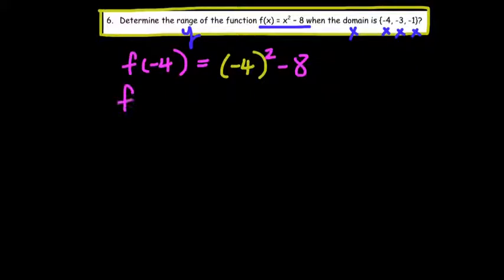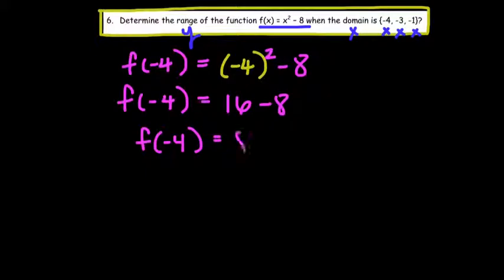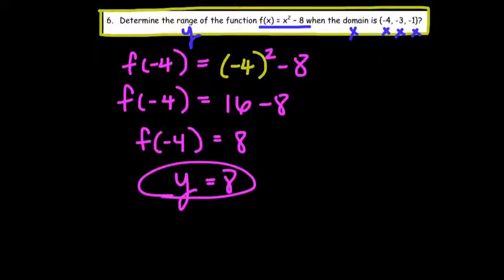So for this one, I'm going to start with my exponent. So I'm going to say negative 4 squared would be a positive 16. And then 16 minus 8 is going to give me 8. So this one, again, remember, is just equal to y. So y equals 8 is my first solution here.